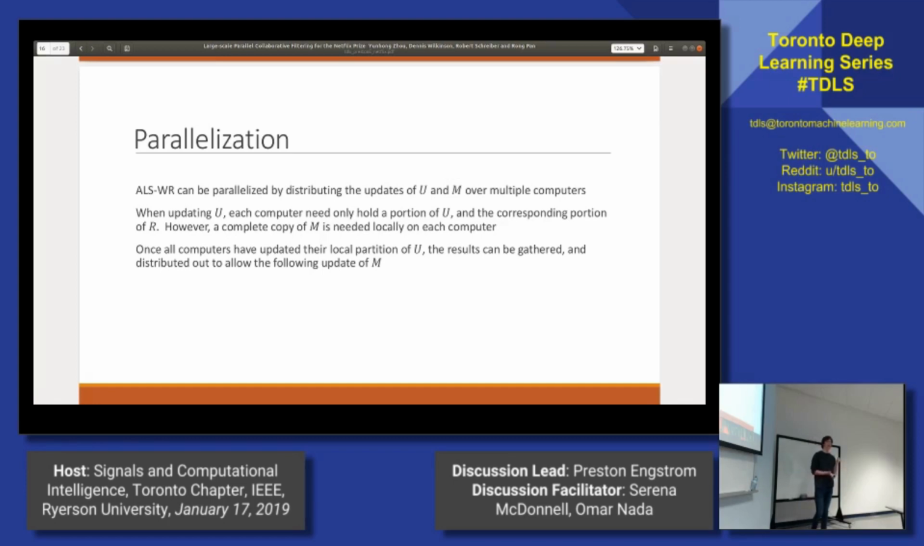I believe they said for one iteration on a single machine, it took them 3 hours on the Netflix Prize dataset in 2008. And parallelizing over 30 machines using Matlab, I think they did it in about 20 minutes for each iteration. So that's a really significant speed up.